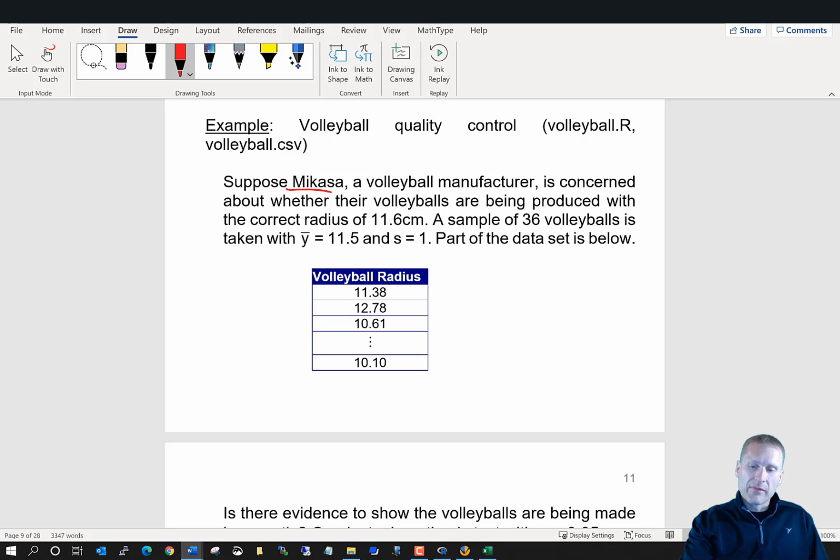So what they do is, let's say maybe in their manufacturing plant, they randomly sampled 36 volleyballs that have been produced. And what they got was that the sample mean was 11.5. The standard deviation was 1. Here's part of the data set. So the first volleyball was 11.38 that they got in the sample. The next one was 12.78, and so on.